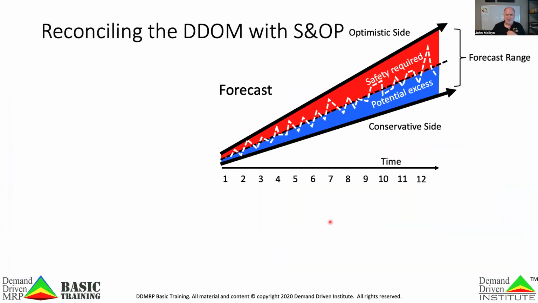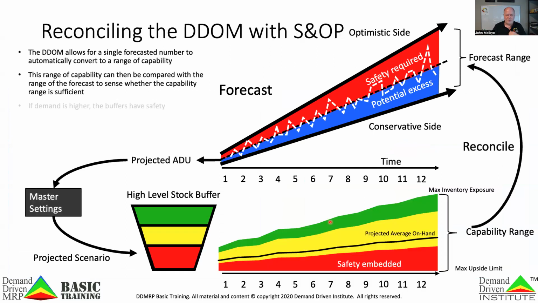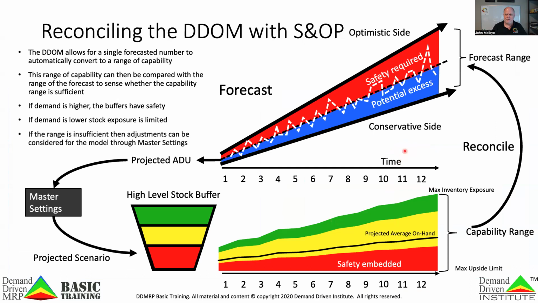Reconciling the demand-driven operating model with S&OP. Let me just get all of these out on the screen. I love this slide because it talks to me about the range that should be my S&OP projections into the future. And what happens is we have to turn that into a projected average daily usage. Just like MRP, we turn that into a single number. But unlike MRP, where that single number drives your today's orders and your scheduling, we take that single number and put it into the master settings of our buffer, which creates the stock buffer.